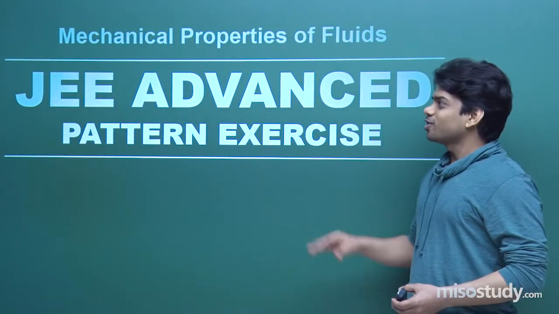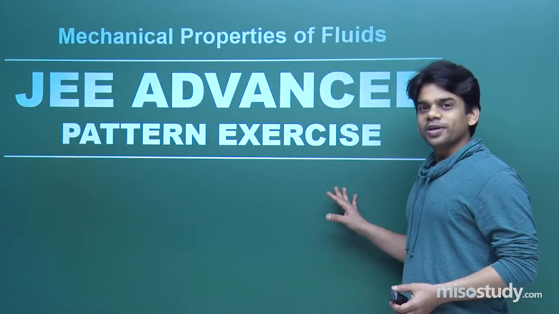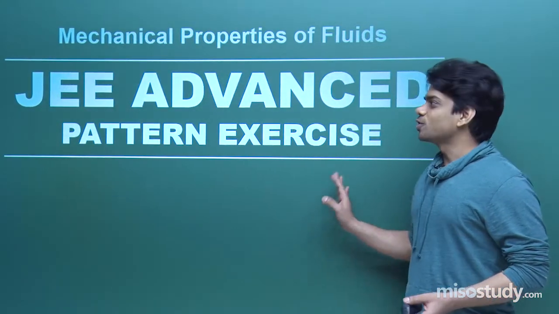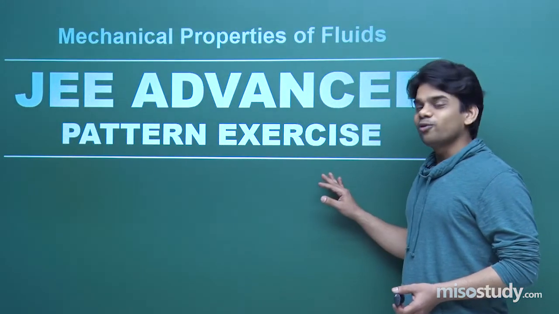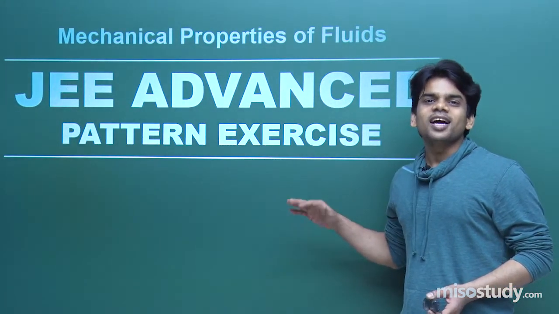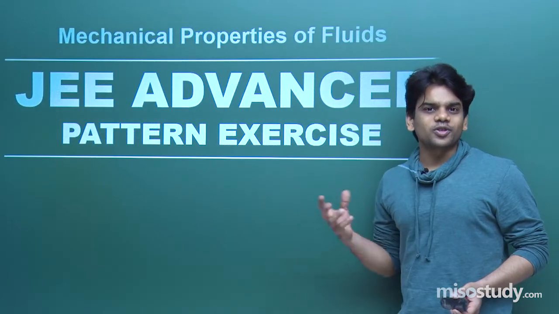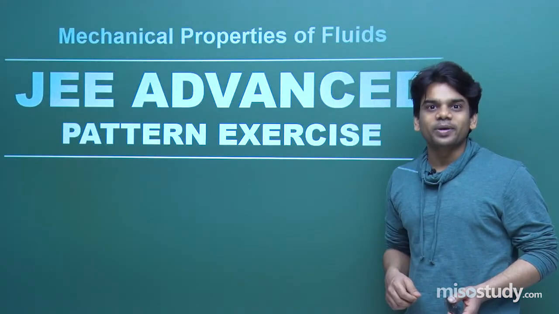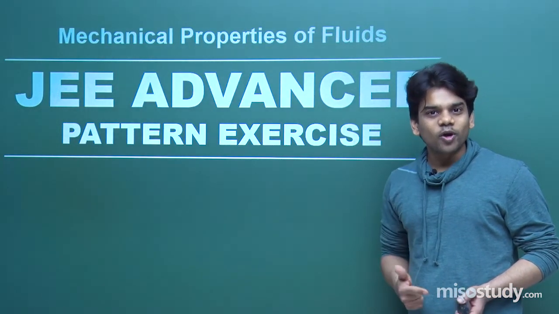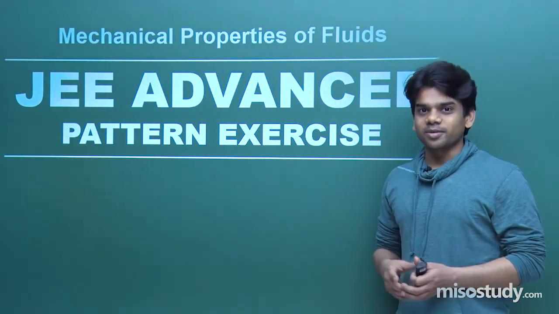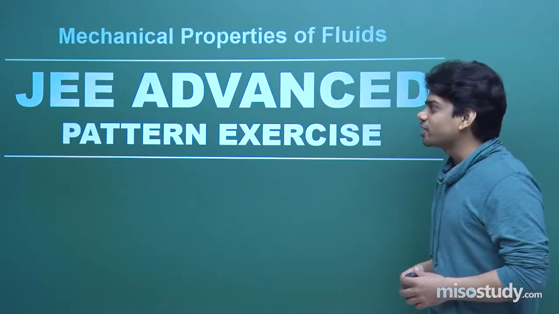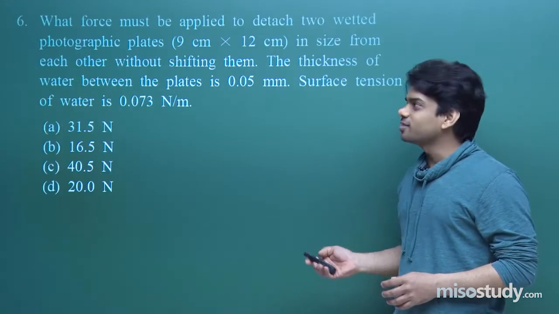So the first exercise of this chapter, that is mechanical properties of fluids, we have discussed some good 5 questions on JEE Advanced pattern questions. In this exercise, we'll be discussing the next 5 questions based upon the JEE Advanced level. And as I've advised you, the questions are of mixed type. You'll be getting single choice, more than one choice, and even matrix match, assertion reason, and integer type. Let's go ahead with the next question of the day, that is question number 6.